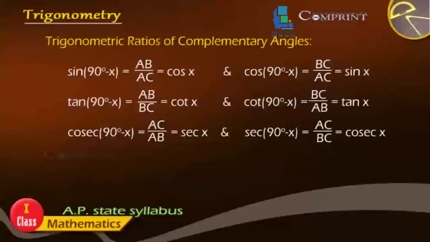Cosec(90° − x) = AC/AB = sec x, and sec(90° − x) = AC/BC = cosec x.